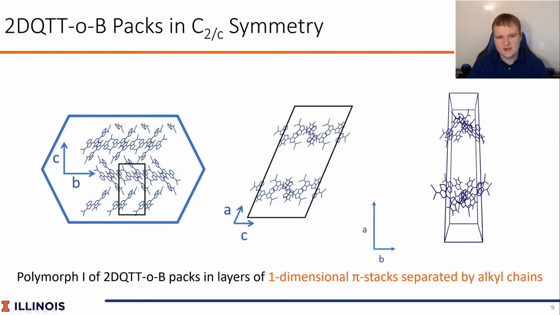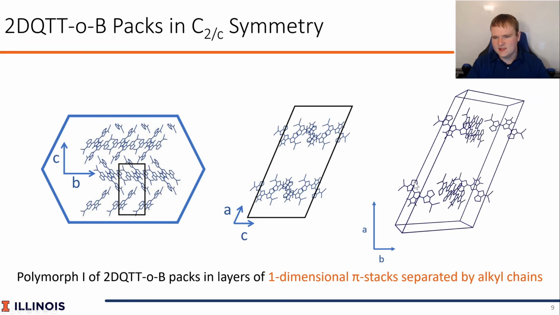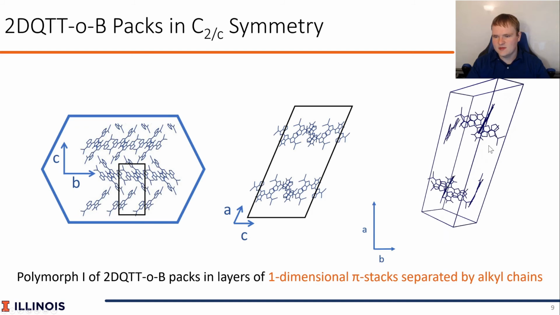And we found that the molecules tend to pack in these one-dimensional pi stacks within these crystals. And between these layers of 1D pi stacks is where the alkyl chains sit. And you can see that the molecules actually have a significant tilt that appears to be associated with the tilt of the unit cell.